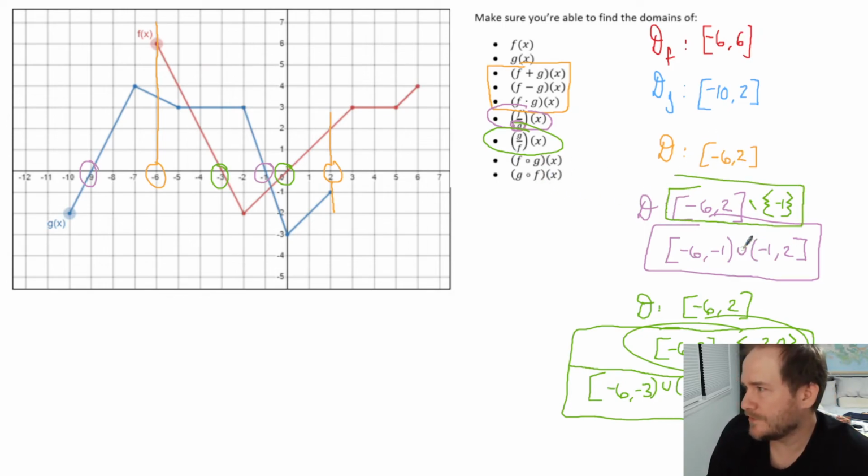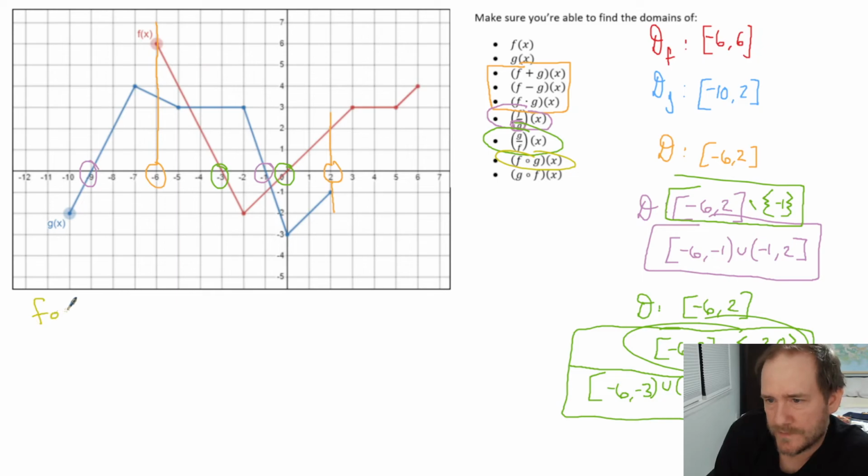Okay, let's do the two compositions that hopefully I came up with something interesting this time. So f of g. Why do I keep doing that? Bothers me when you guys do it. Why do I keep doing it? All right, for f of g, I just did it again. Start with G, negative 10 to 2, yeah.